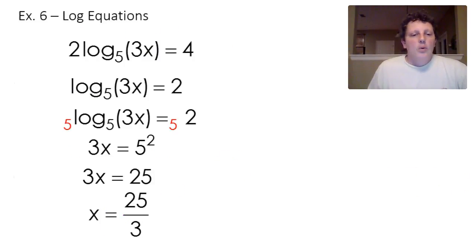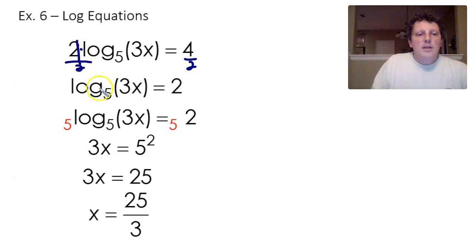Example 6. We're going to start with some logarithms for a few examples. The first question here, or the sixth example, but the first logarithm question, I have 2 times log base 5 of 3x equals 4. Well, how am I going to get rid of the 2? Remember that this is multiplication, and I can undo multiplication by division on both sides. 4 divided by 2 is 2.